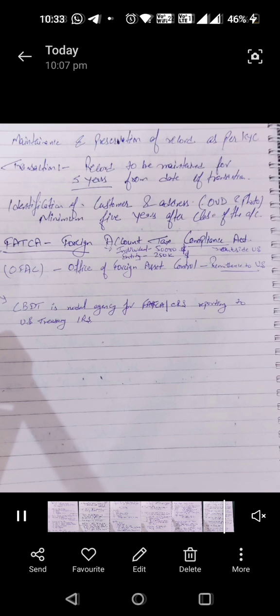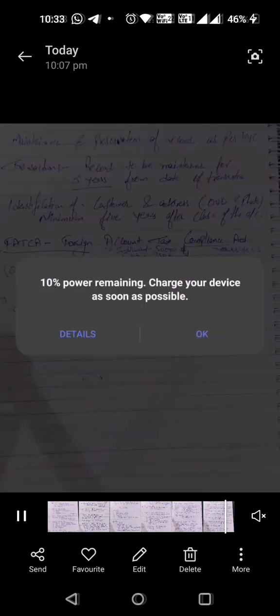If account has been closed, then 5 years from the closing date, not from the account opening date, when the cessation of the account has been done, that is customer has closed the account. And identification of the customer and address minimum 5 years after close of account.